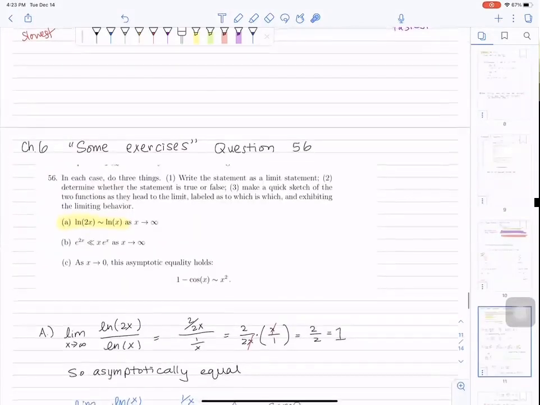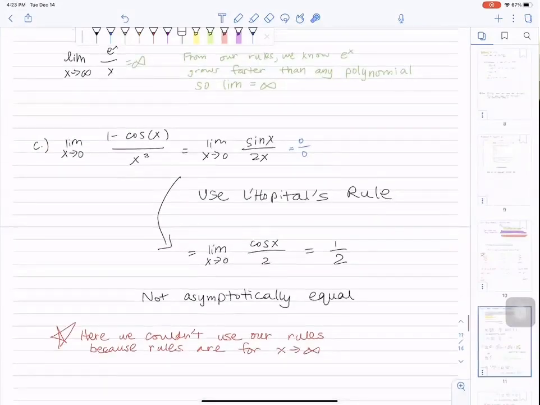1 minus cosine x over x squared. Again, we would get 0 over 0. So we have to use L'Hopital's rule. L'Hopital's rule says take the derivative of the top, which gives you sine x. Derivative of x squared gives you 2x. But then that gives you 0 over 0 again. So you have to use L'Hopital's a second time. Using L'Hopital's rule again, the derivative of sine is cosine. Derivative of 2x is 2. You get 1/2. This is not 0 and it's not 1.